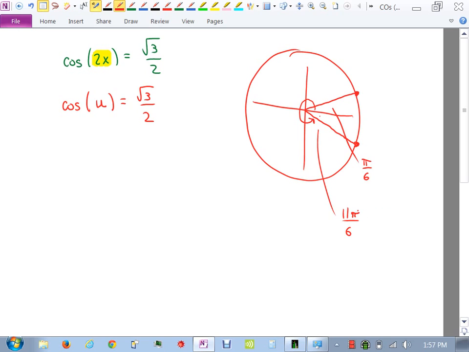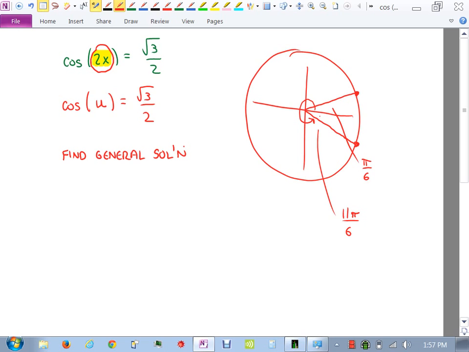Those are the two angles where, if you let u be equal to those, you would get the answer. But unfortunately, because it's a 2x, you can't just set 2x equal to those two angles. It's more complicated than that. So what we're going to do is find a general solution first. Now let me explain what general solution means.